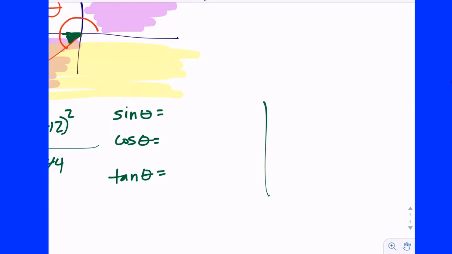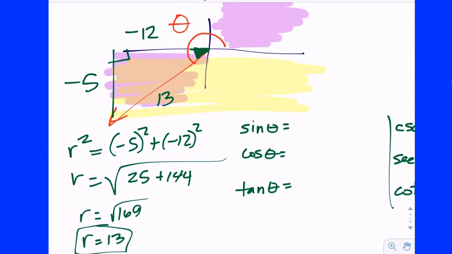The reciprocal of sine is cosecant, and the reciprocal of cosine is secant, and the reciprocal of tangent is cotangent. So if you want to go ahead and write the definition of each of them in terms of x, y, and r, you could do that as well. All right, let's go ahead and pull the ratios then off of the triangle.